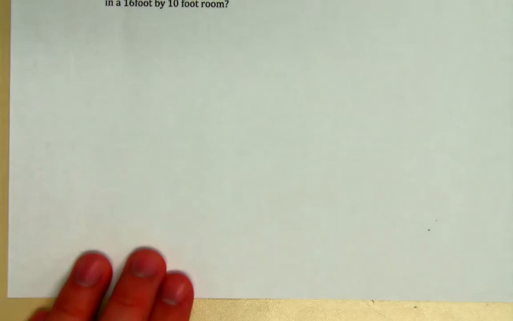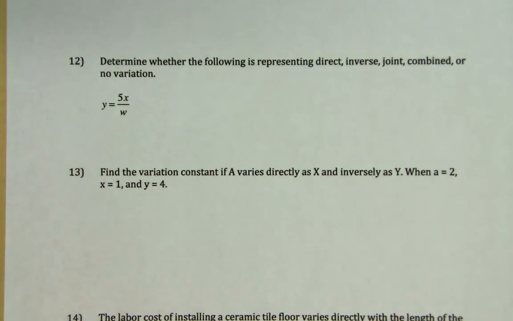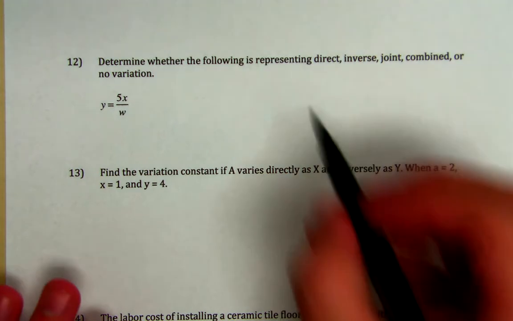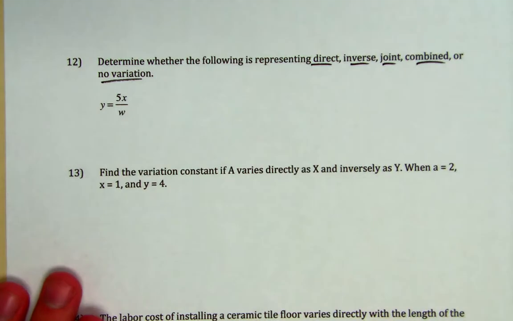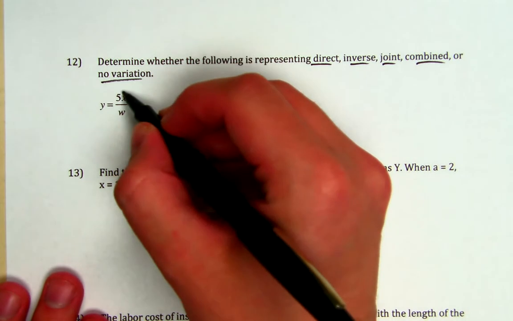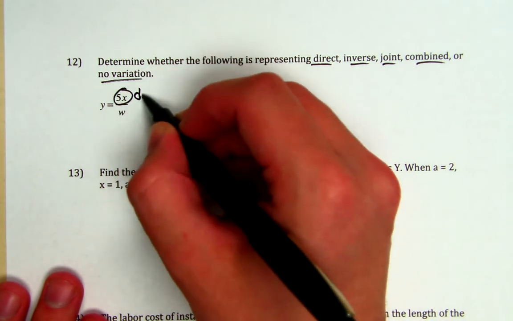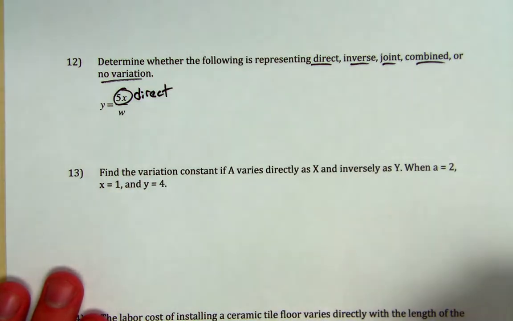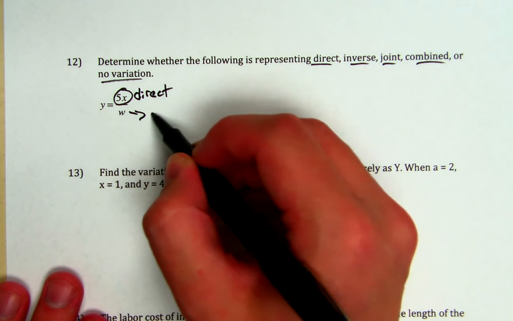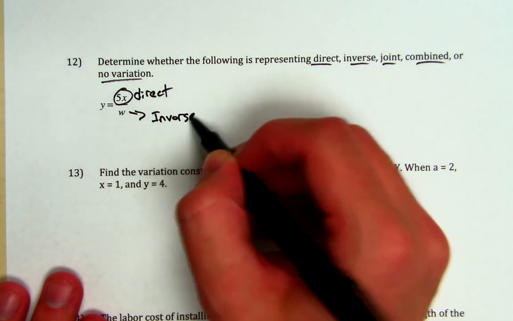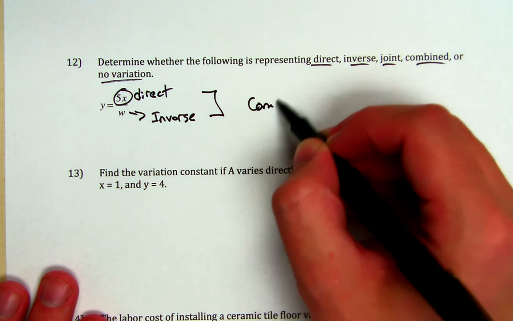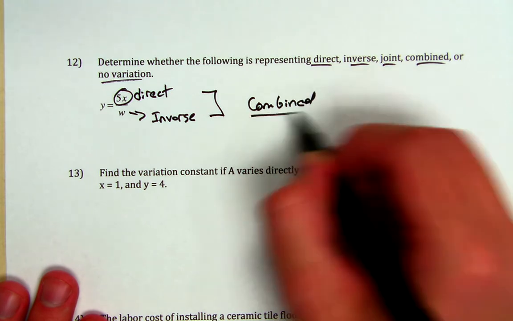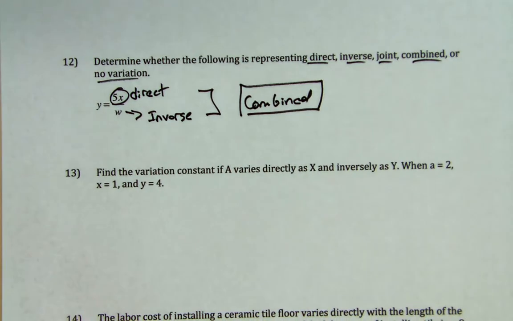Alright, now let's finish it off with some good old variation. So direct, inverse, joint, combined, or none. Well, look, up here I've got direct, just one set of multiplication. But here I have inverse, because I'm dividing by a variable. So I have combined in the end. As soon as there's more than one type going on, it's combined.